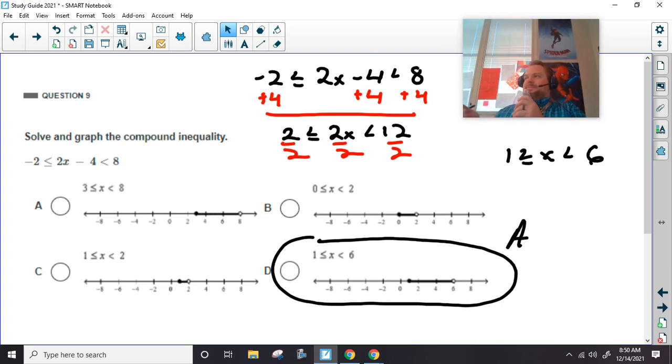So this has 30 problems. Some of them are pretty easy, like the intersection of the graph. That takes like what, 10 seconds?